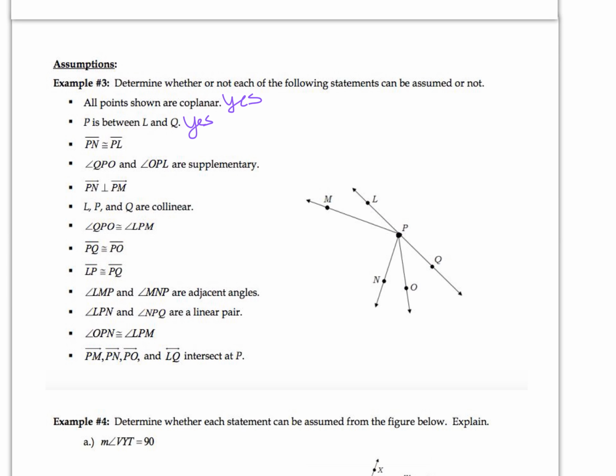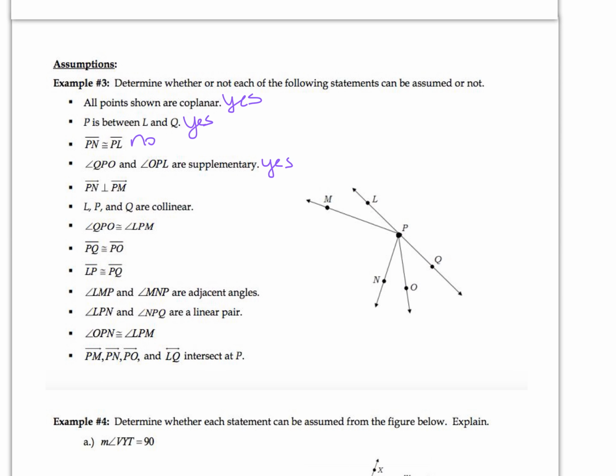Can we assume PN is congruent to PL? No. We would need those little congruent marks, right? Can we assume that angle QPO and angle OPL are supplementary? Yeah, because if you add this angle and this angle together, they're on a line, which is 180, so yes. That's what we learned in this section.